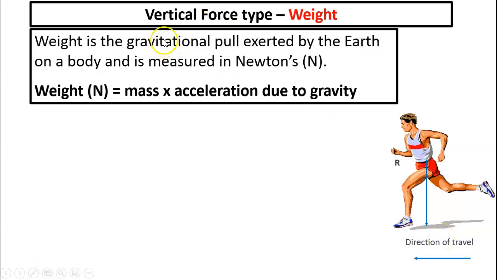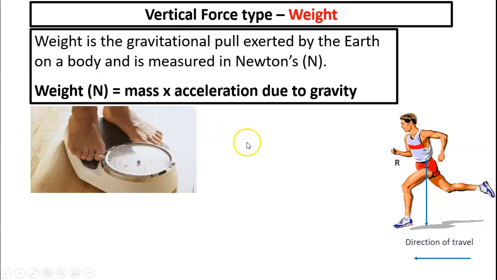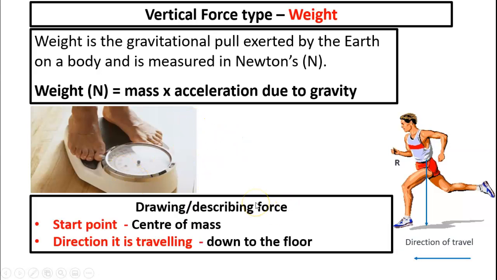So you need to make sure you have this definition: gravitational pull exerted by the earth on a body. Now, what do we need to do next? When we are drawing it, make sure you're making good notes on this, and that you can describe this accurately, or draw it accurately. In this case, the start point is the center of mass there, so please make sure you're drawing these accurately. Then the direction it's traveling: because it's a gravitational pull from the earth, it's going down to the floor, not halfway up, down to the floor. Always in the direction of travel at the bottom. So that's that one complete.